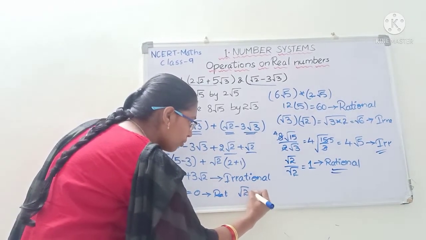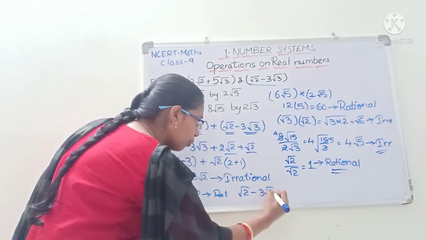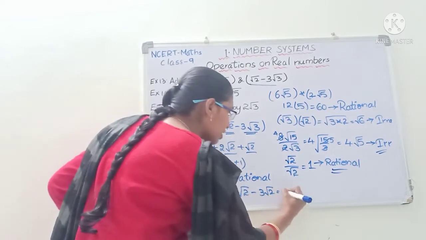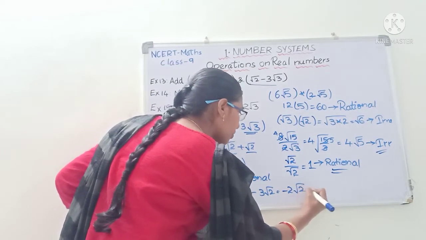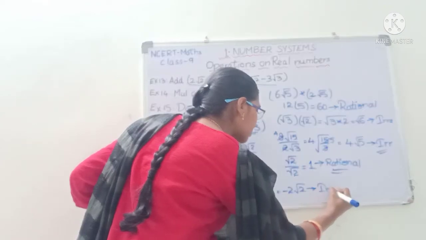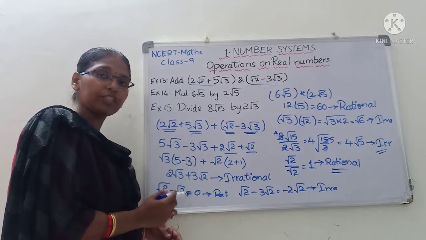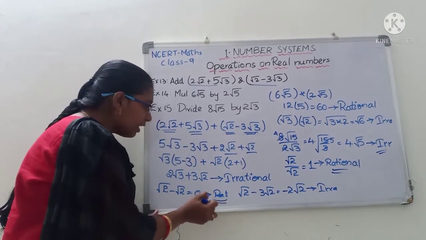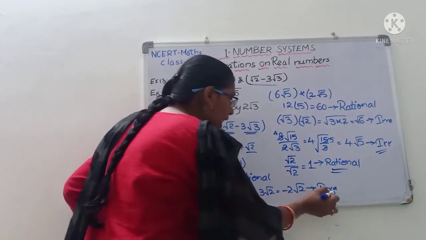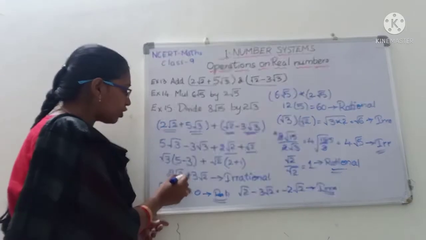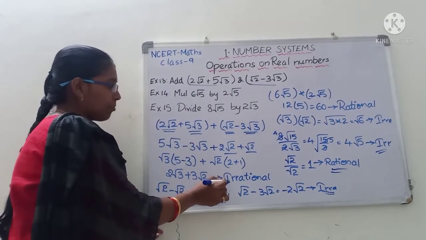Root 2 minus 3 root 2. What do you get, children? Root 2 minus 3 root 2 is minus 2 root 2. It is an irrational number. So in subtraction also, when you subtract two irrational numbers, you may get either a rational number or an irrational number. In addition also, here you got an irrational number, children.